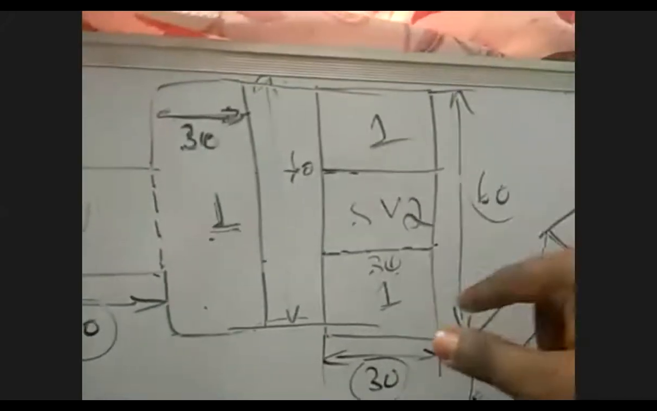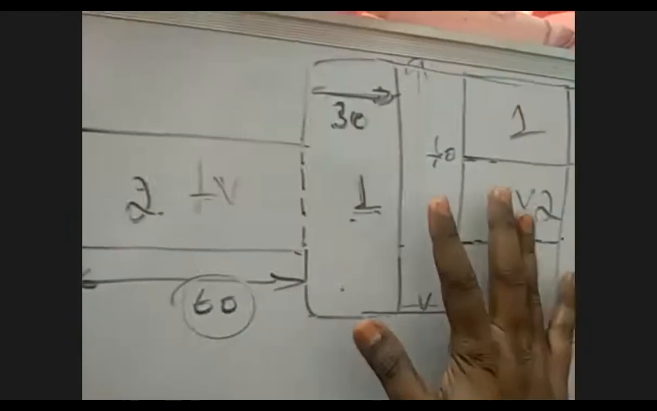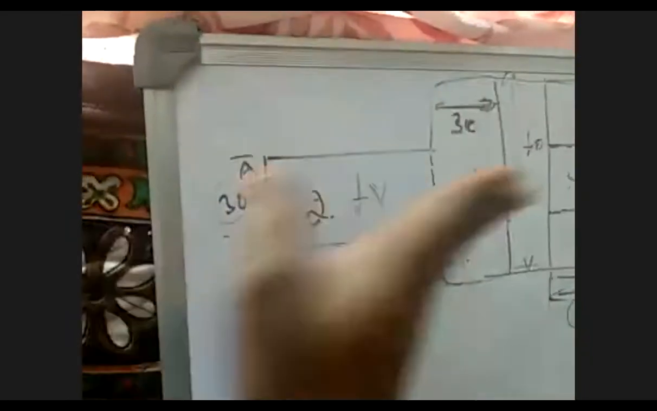And axis length is 60. So basically, that is how your solid 1 is. Whereas solid 2, it is attached horizontally. It is a sleeping solid.